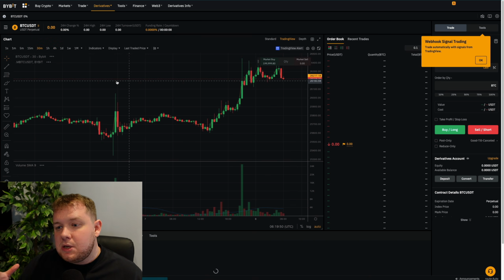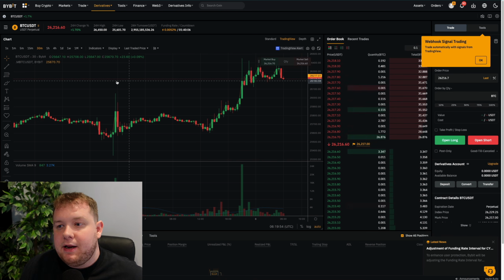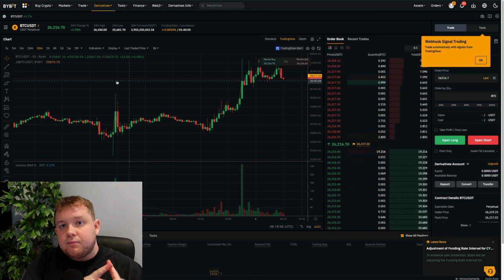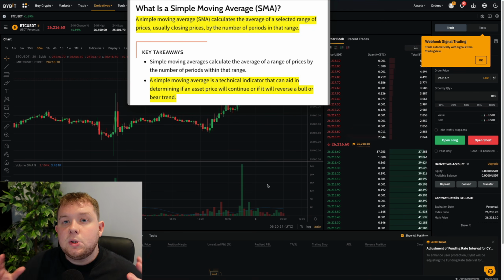Now this strategy, I'm going to be using 3 different indicators, like I said in the beginning. I'm going to be using the MACD, the RSI, and the simple moving average. Now, what do these mean exactly? So first of all, let's start with the simple moving average. A simple moving average, SMA, calculates the average of a select range of prices, usually closing prices, by the number of periods in that range. It's an average, pretty simple.